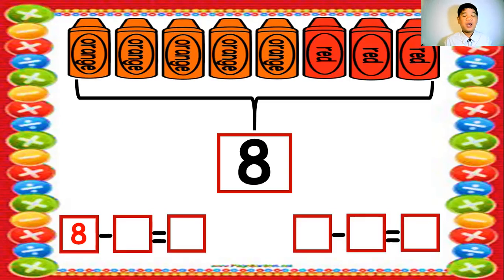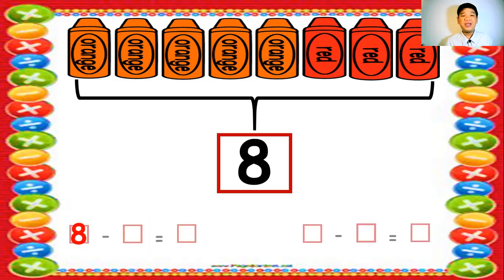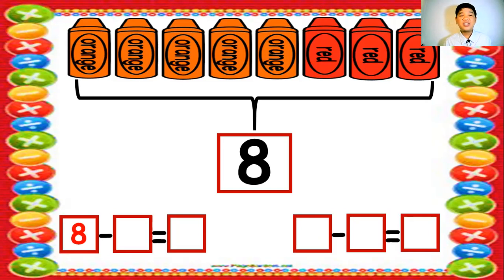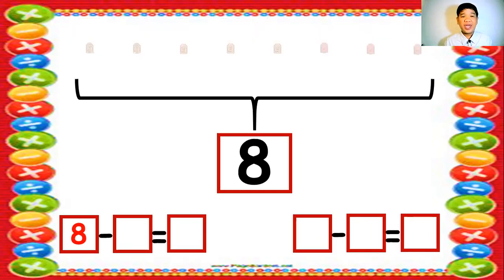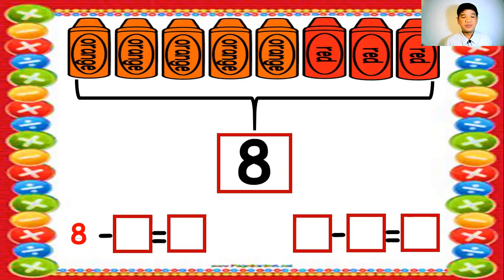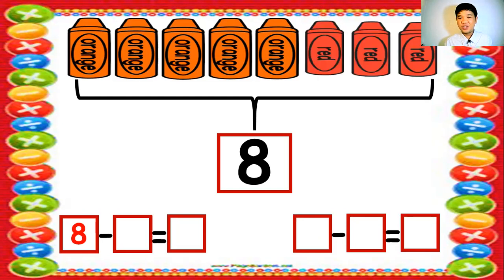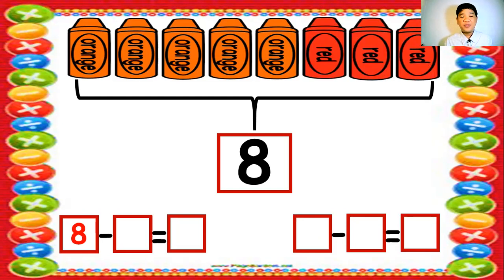All right, now our first question to answer is, how many orange crayons do we have? Again, how many orange crayons do we have? So what is our minuend? Our minuend is 8. So 8 minus, what would be our subtrahend? Okay, very good. We have to write the 3 that stands for the 3 red crayons.